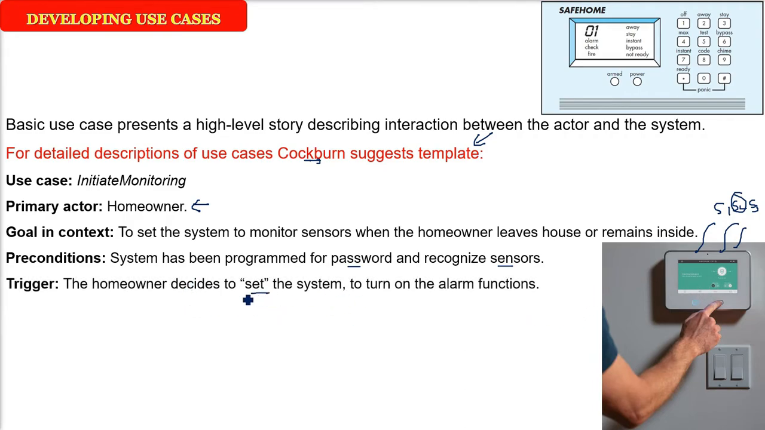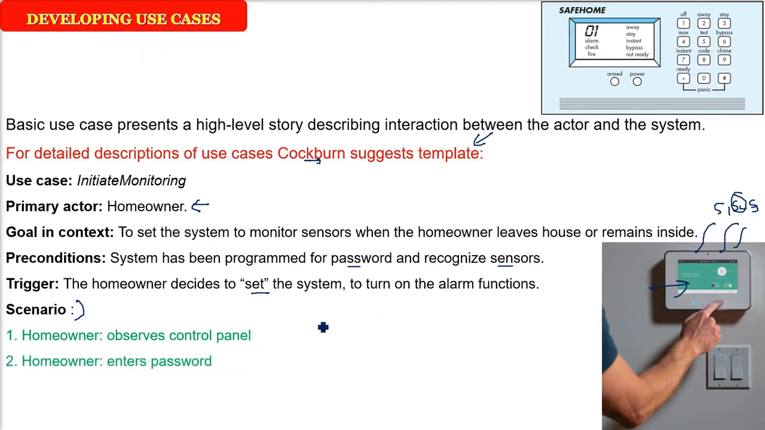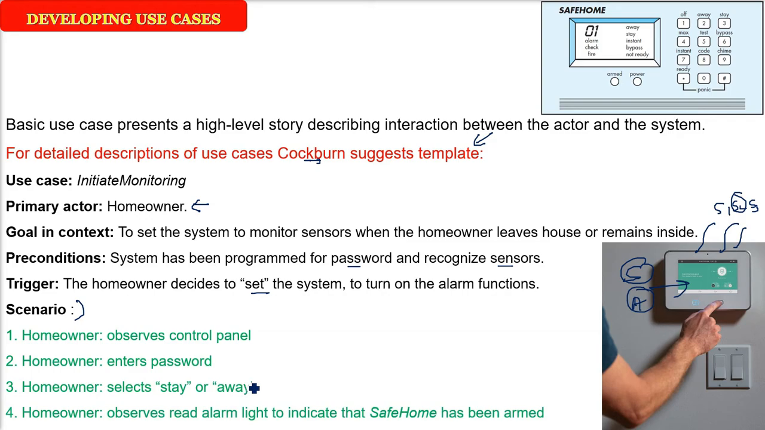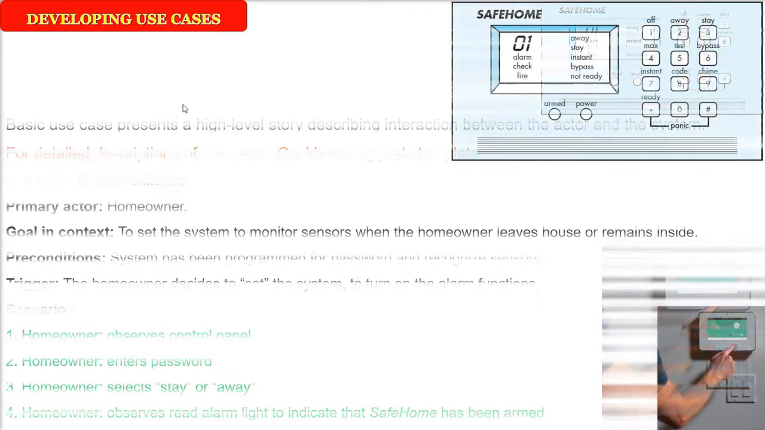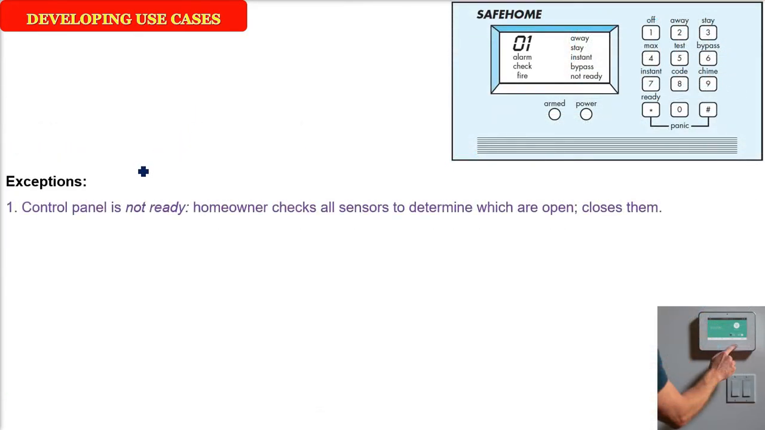Now the trigger is when he sets the system, the alarm functions will be activated, and when he resets the system, it should go. So this is the usage scenario. First, the homeowner observes the control panel, enters the password, and puts stay or away, that is, he is staying inside or going outside, and there will be a red light. So this is the template part, and the next part in the template is exception.